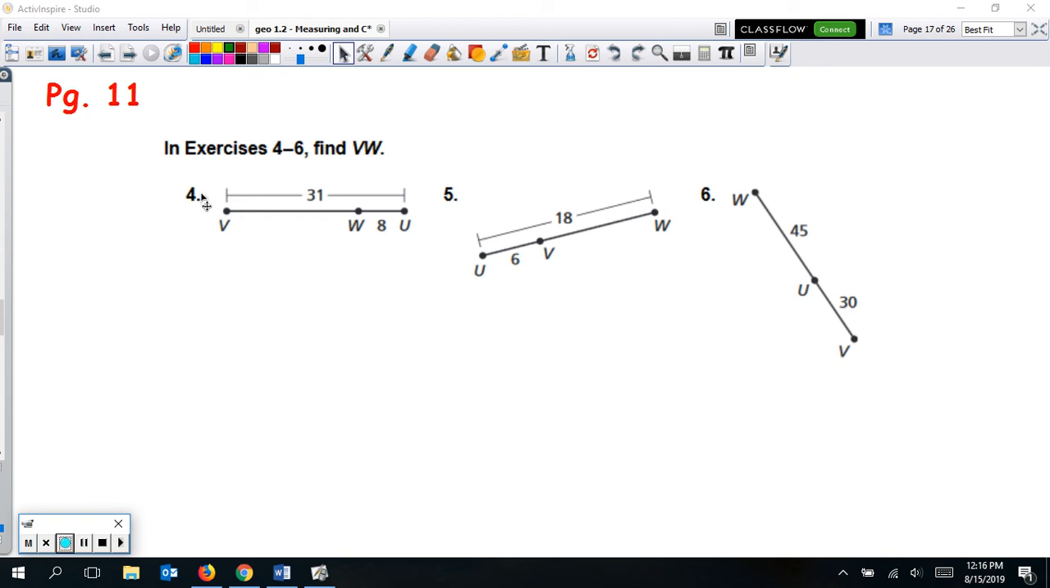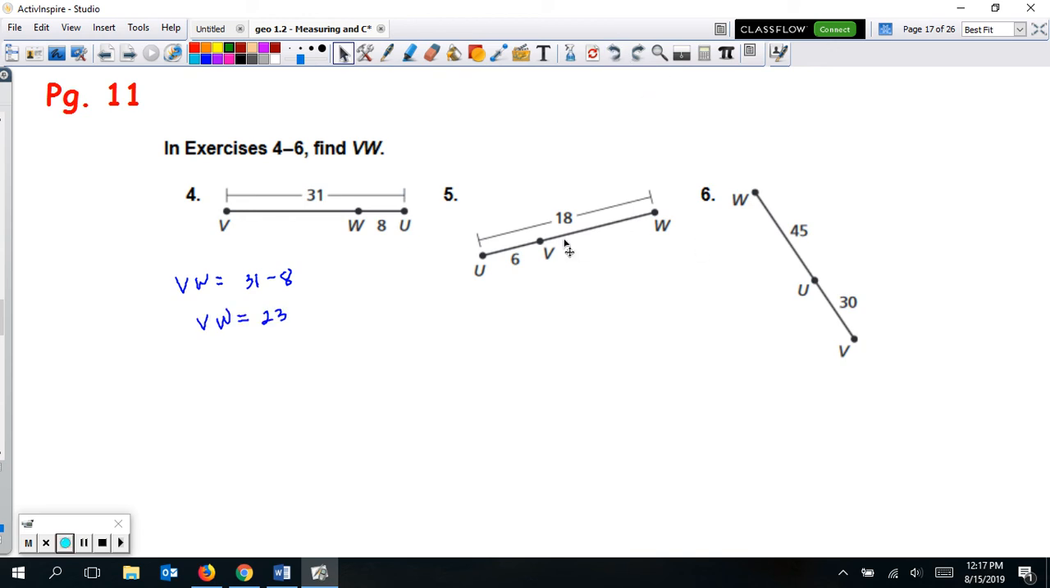Okay, so hopefully you finished 4 to 6. You got the answers for VW for each one. For number 4, we're going to make a little equation on this one. So VW on this one is equal to 31 minus 8, because we can just subtract them. The whole thing minus 8 would give you VW. What I typically do, if I'm missing this little part, I'm going to take the whole long thing and subtract the one I'm given, and that would give me my other segment. So that right there is just going to give us 23.